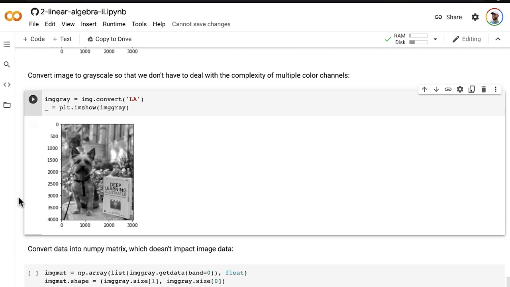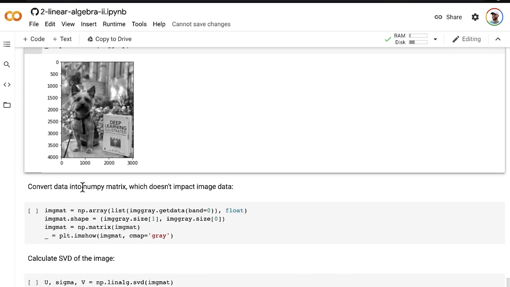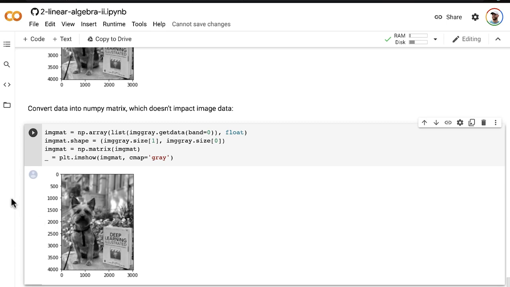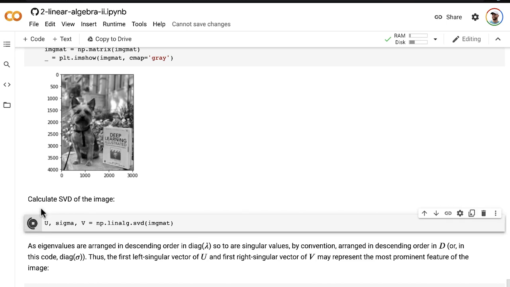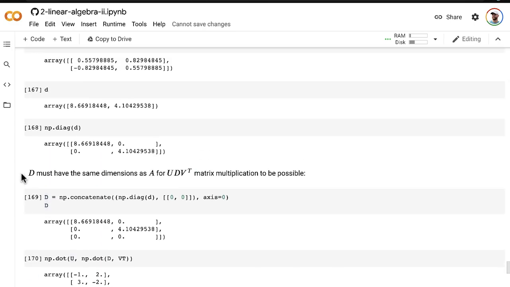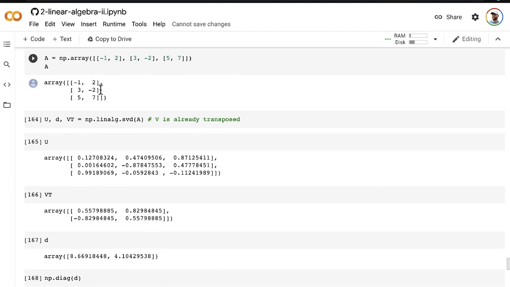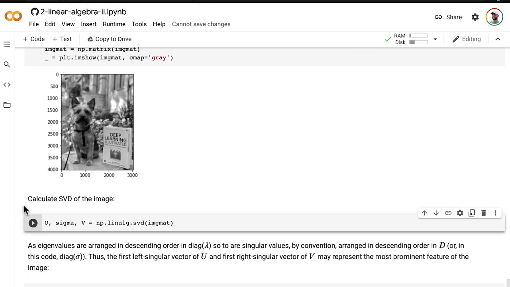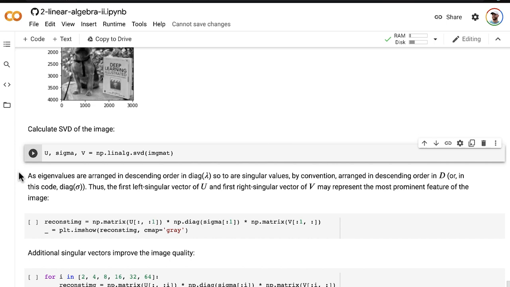So now that we have our image, let's convert the image data into a NumPy matrix, which doesn't impact the image data. It just brings it into a format that we can work with nicely in NumPy. And then given that, we can calculate the SVD of the image. So we're using the same SVD method from the NumPy linear algebra module that we used in the preceding section. Because in the preceding section, we were using the SVD method on a very small matrix with three rows and two columns, the computation to decompose it into singular vectors and singular values was instantaneous. But because we now have a matrix with 4,000 rows and 3,000 columns, it takes a few moments. But in Google Colab, with the beefy cloud compute server that we have access to, it doesn't take too long. It's done now in real time.